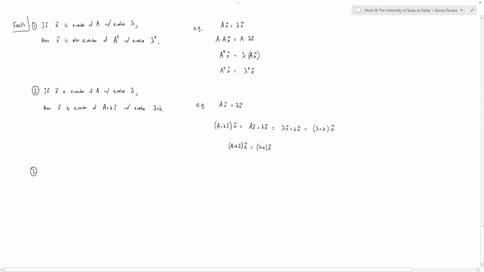The last fact I want to mention, and then I'll end with a quick example. The last fact is kind of a combination of these two facts together. If x is an eigenvector of A with eigenvalue lambda, then x is also an eigenvector of p of A for any polynomial p, and it'll have a corresponding eigenvalue p of lambda. Okay.